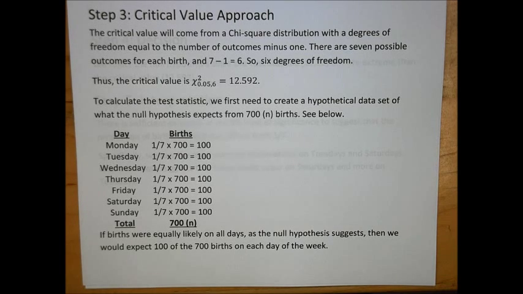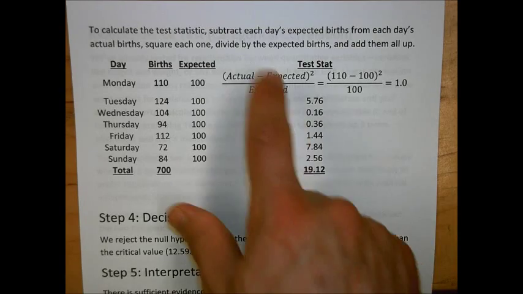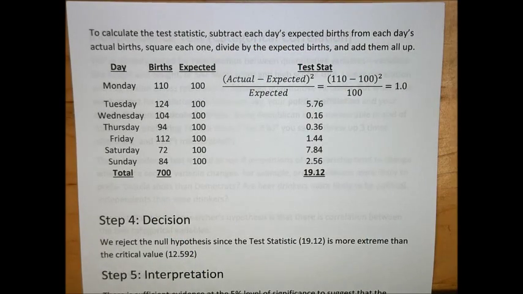so we can compare the actual data to the null hypothesis expectation. The test statistic is probably a little more complicated than some of our other test statistics, but it can still be done by hand and definitely by calculator or on Microsoft Excel. To calculate the test statistic, we subtract each day's expected births from each day's actual births. Then we square each one of those differences and divide by the expected number of births. Once we're done, we add them all up, and that's our test statistic. You can see it done in the chart below.